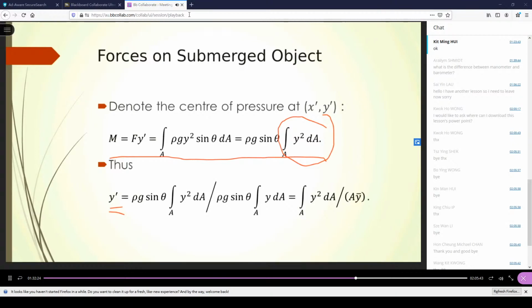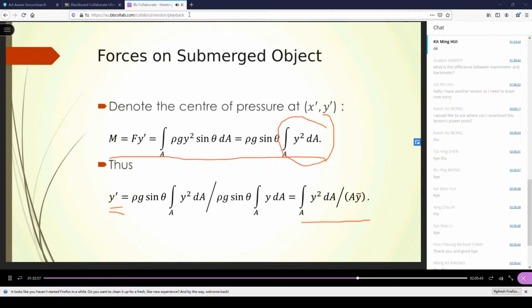The overall force is defined using moment. The location of this force, defined by the center of pressure, is given by this expression, which is the second moment of area divided by the first moment of area. Now this is expected to be where the overall force acts.